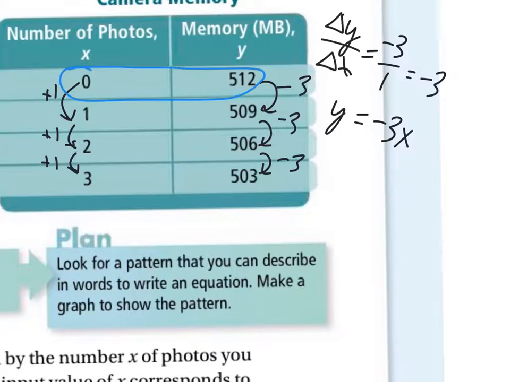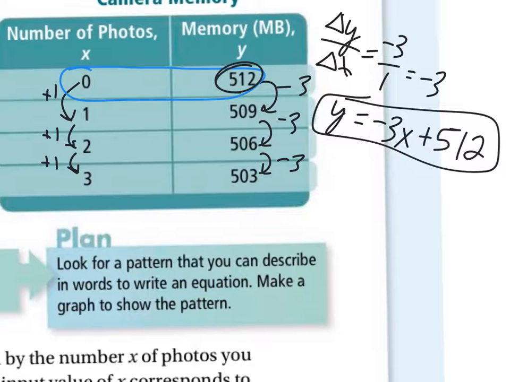So I can think about putting a 0 in for X. So -3 times 0 is 0. We didn't want 0, we actually wanted 512. How do we get that? By adding 512. So this would be the equation that would work for this problem.